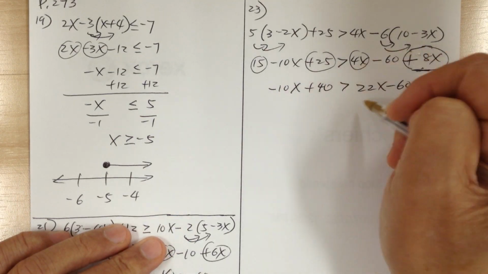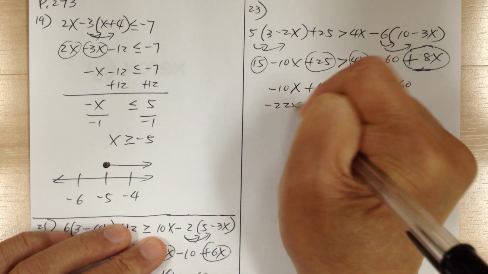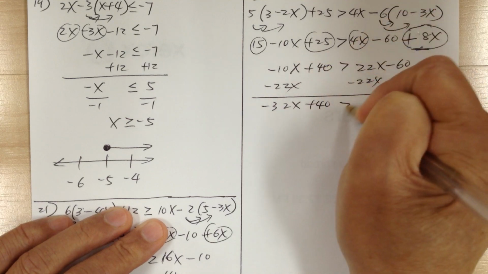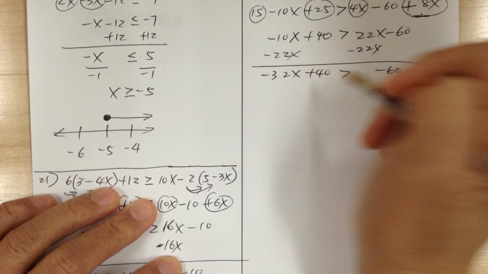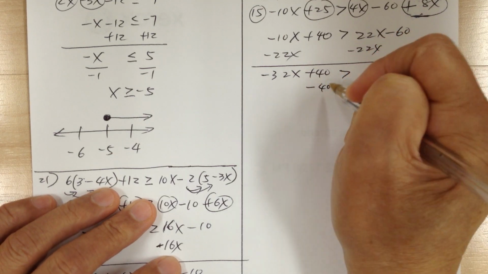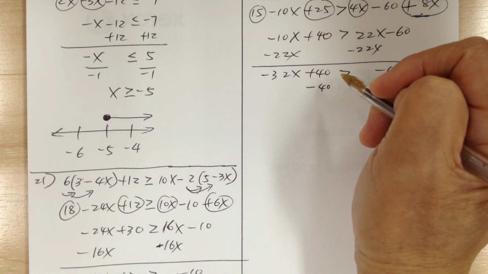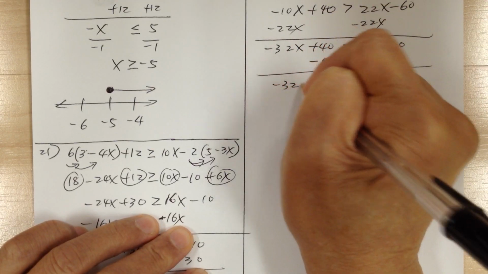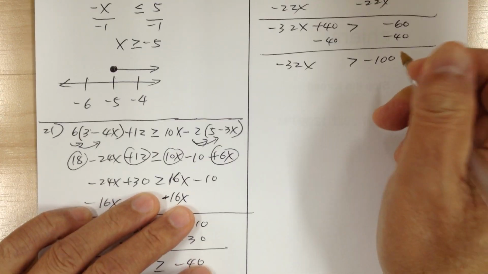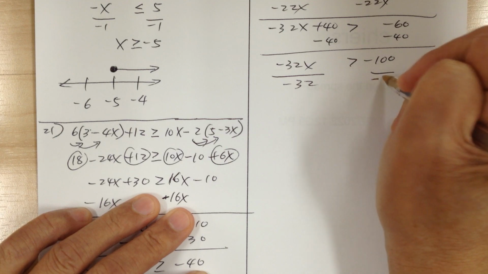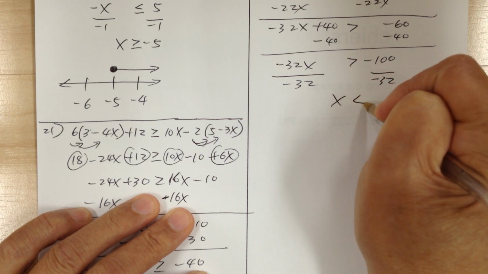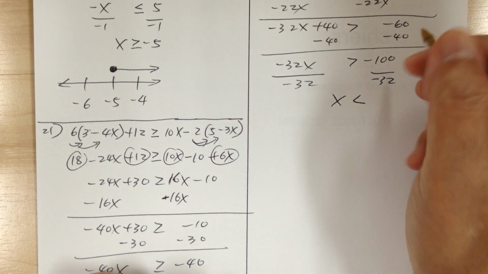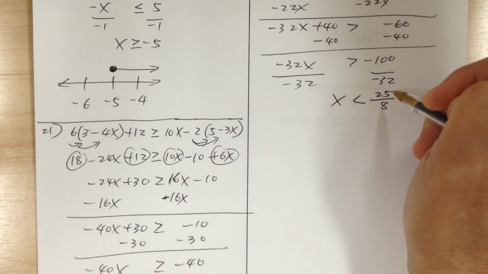Okay, let's go and move the variable to the left hand side. So you can make negative 32x plus 40 is greater than negative 60. Then minus 40 on both sides. So you get negative 32x is greater than negative 100. Then divide by negative 32, divide by negative 32. So you're going to get x is less than, and this one, you can divide by 4. So you're going to get 25 over 8.